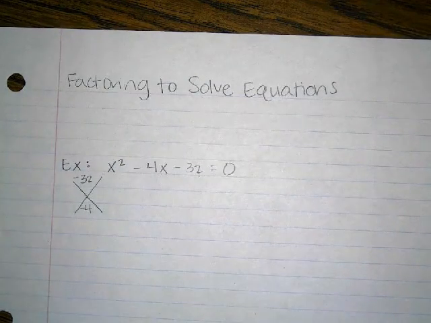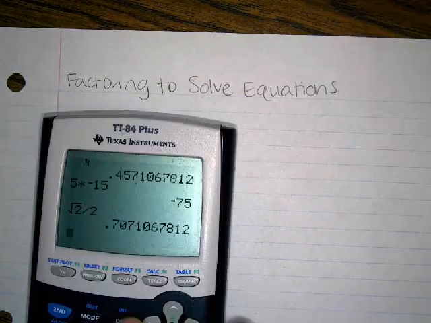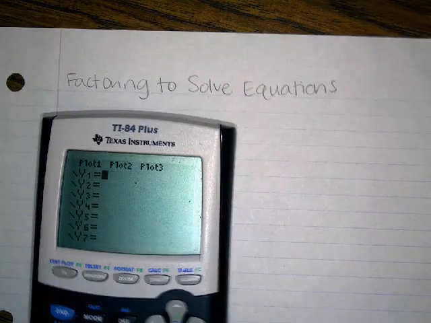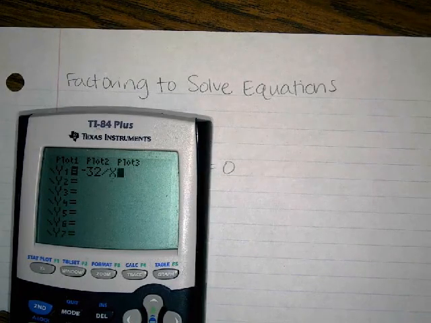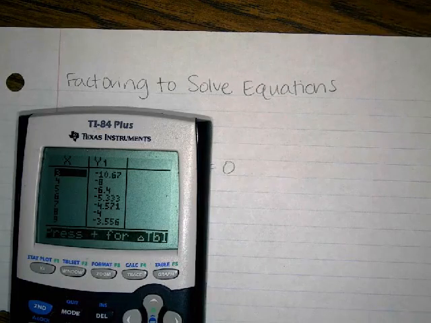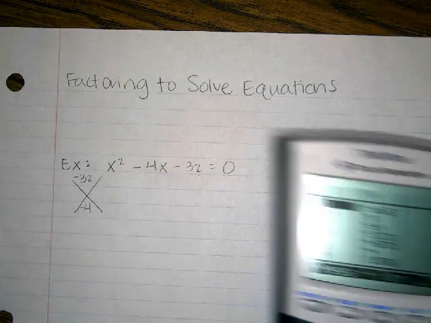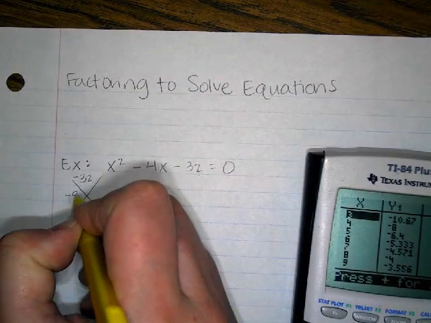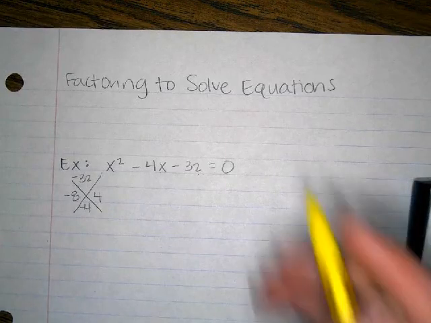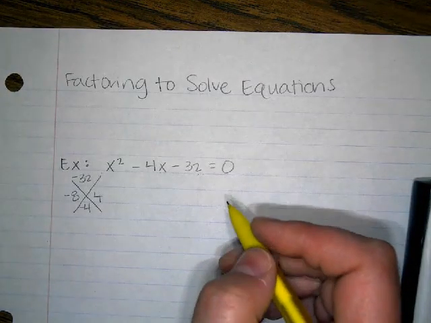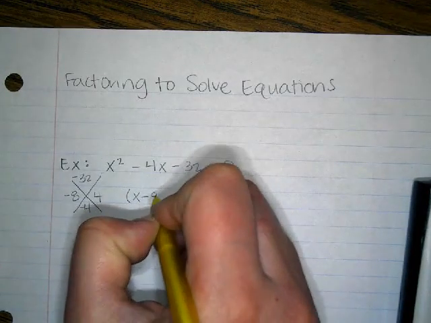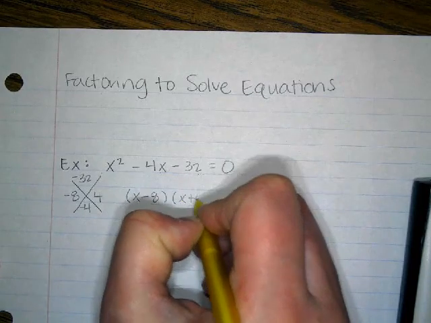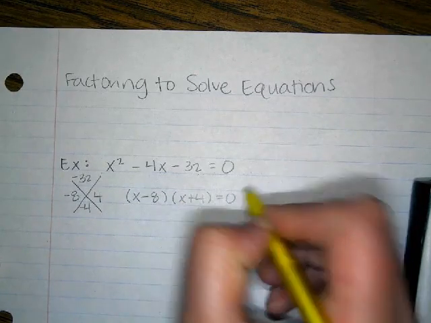So the calculator trick that we're doing is we're hitting the y equals button, and we're doing negative 32 divided by x, and then I'm hitting second graph. And what did you say the numbers were? Negative 8 and 4, okay? And so when I write this in the factored form, I write x minus 8, x plus 4, okay? I'm going to stick the equals 0 on there.